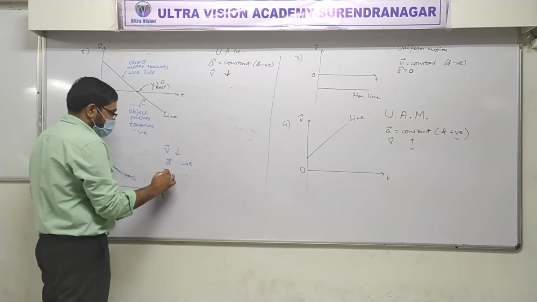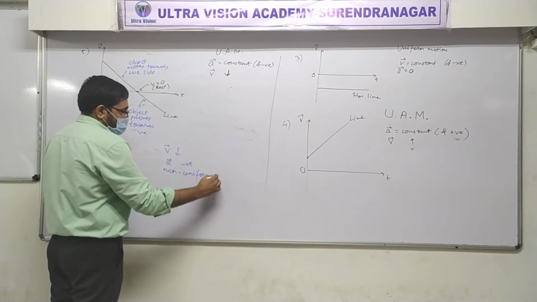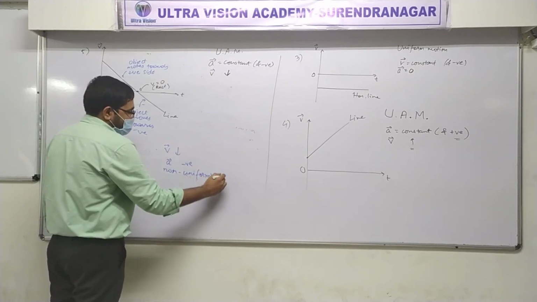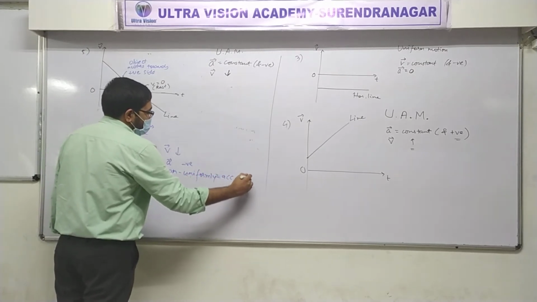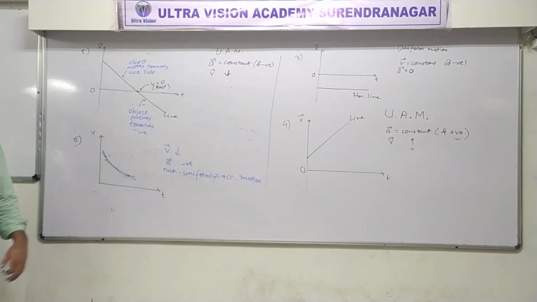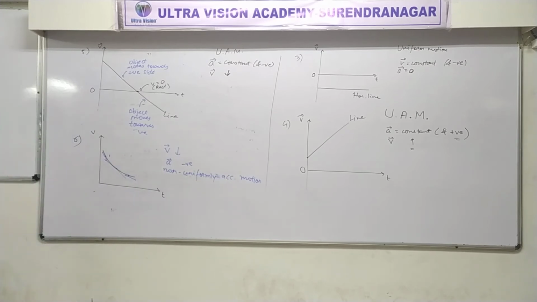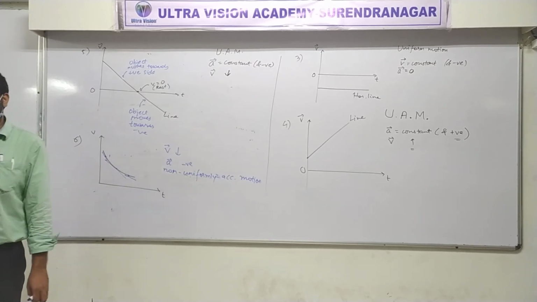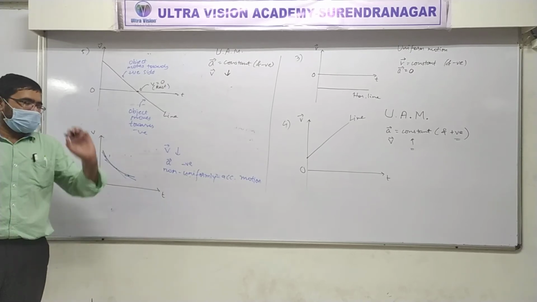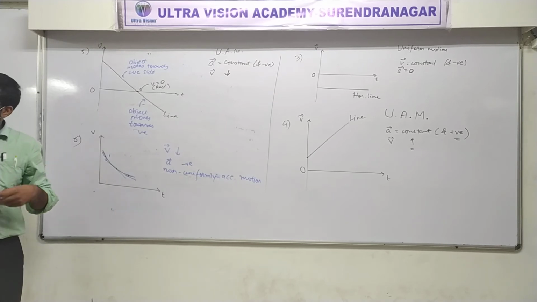It is called non-uniform or non-uniformly accelerated motion or non-uniform acceleration. So what is constant here? Is velocity constant? No. Is acceleration constant? No. Nothing is constant here. Is that okay? Yes. Fine. That's it.